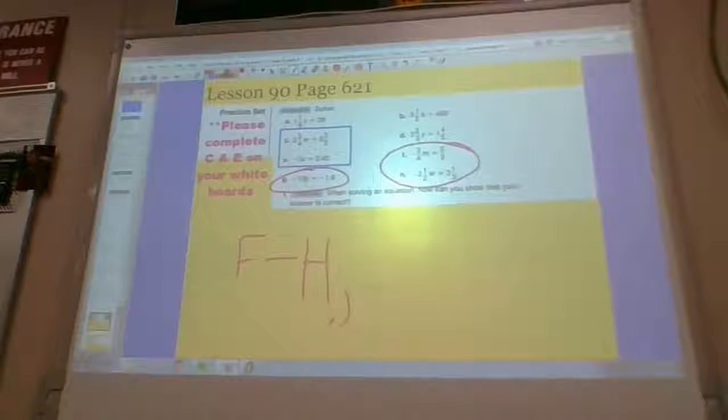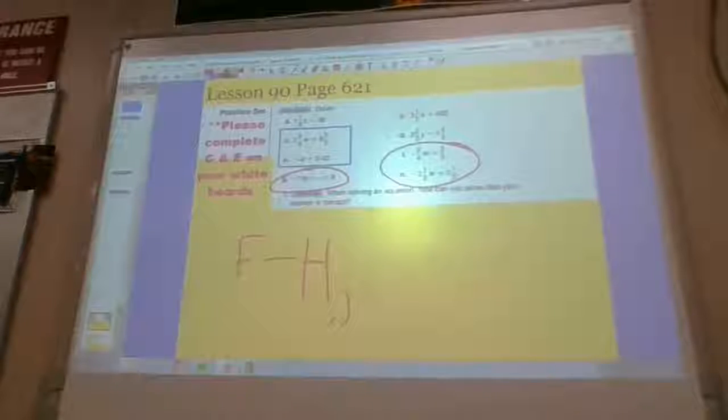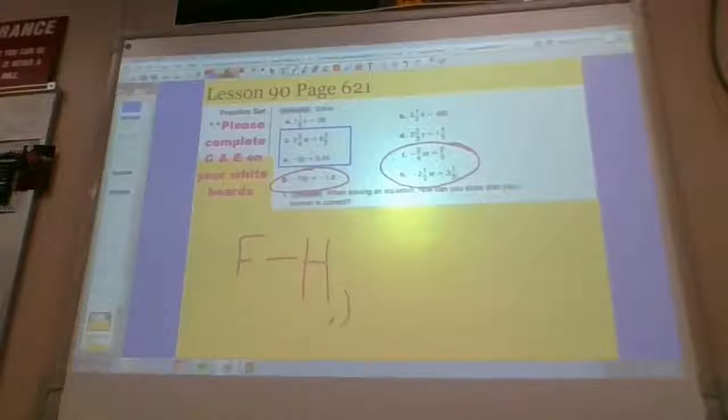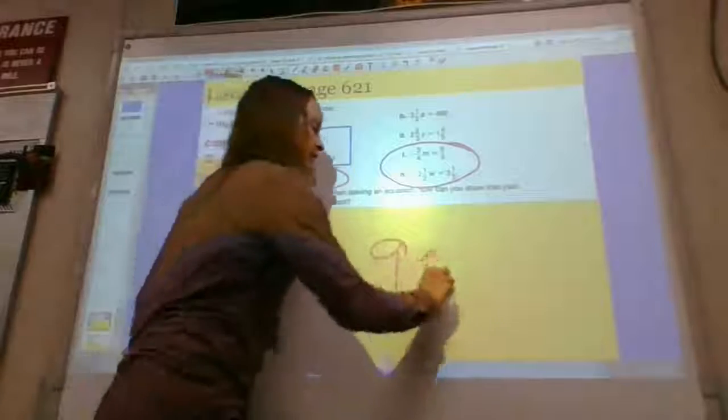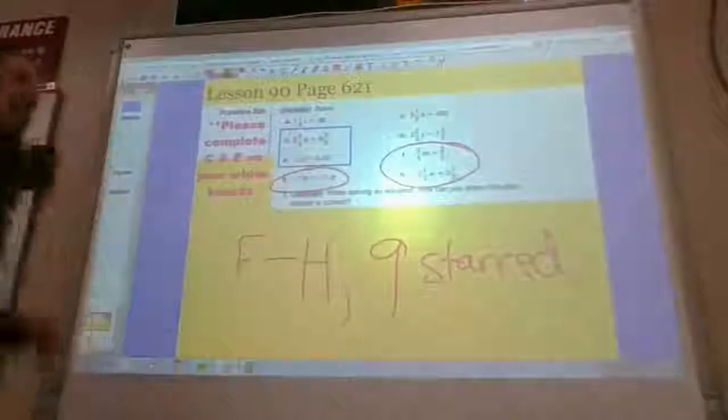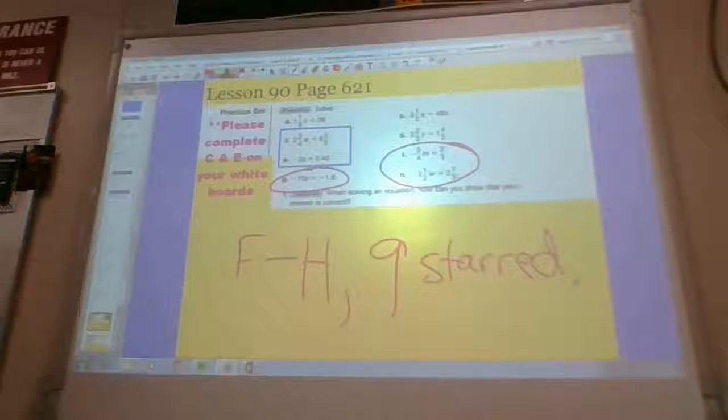Non-investigation 9, even though you've got to do that too. Graphing functions. Yay. Let's see here. 1, 2, 3, 4, 5, 6, 7, 8, 9. And then you just have 9 starred. If you can have that ready to go for tomorrow, that would be wonderful. So thank you so much.